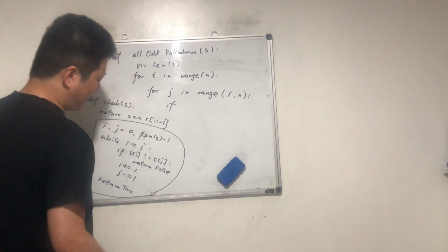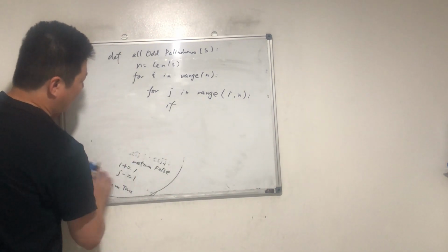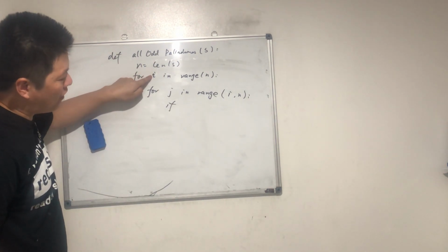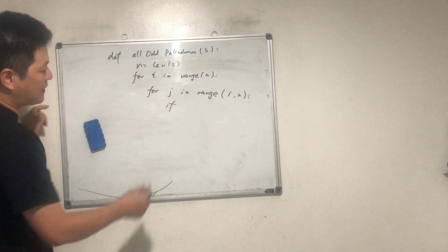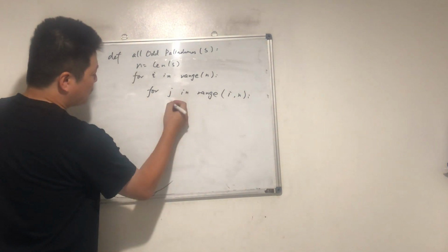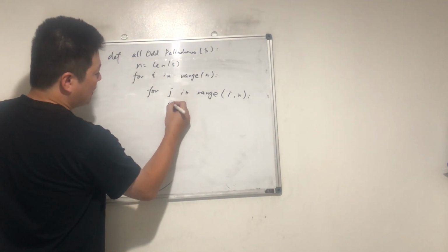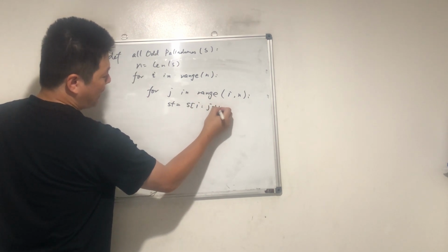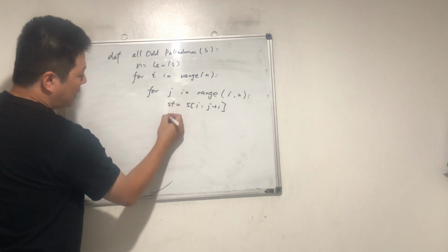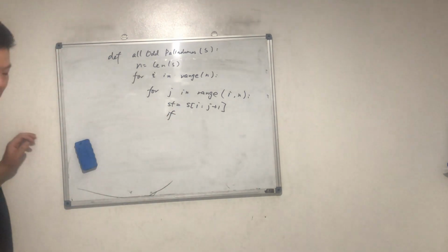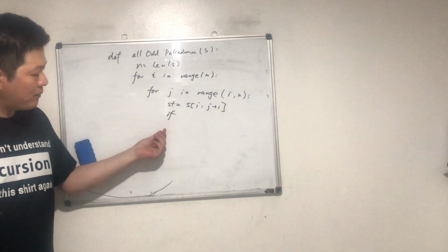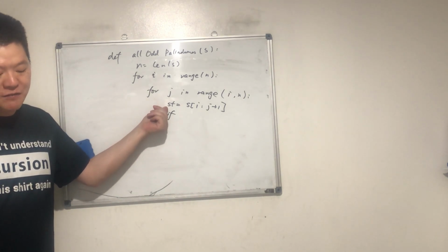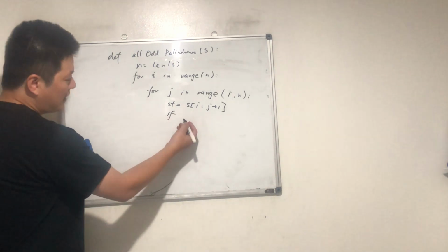Now look, the index goes from i to j inclusive, so what's the substring? The substring equals s from i to j plus 1, right? If this is a palindrome and it's even size, then we return false.